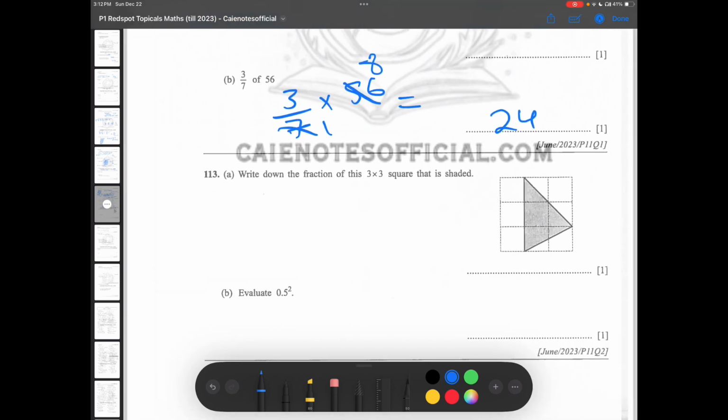Write down the fraction of this 3 into 3 square that is shaded. First, let's count the total squares: 1, 2, 3, 4, 5, 6, 7, 8, 9. And count the squares which are shaded. So there is only one complete square that is shaded, this one, right? This becomes 1. This is like 0.5, half of it is shaded. Again, half of it is shaded. Now, if I see this one and this one, they both all together make 1. So in total we have 3 squares that are shaded. So 3 upon 9 is 1 upon 3.